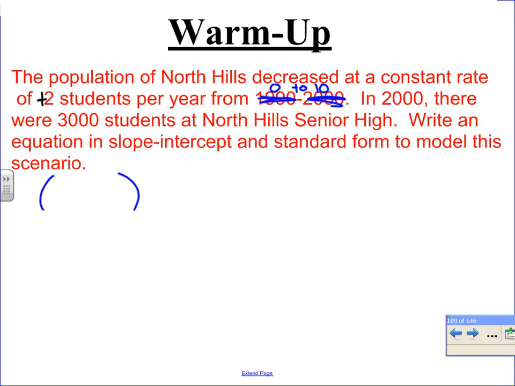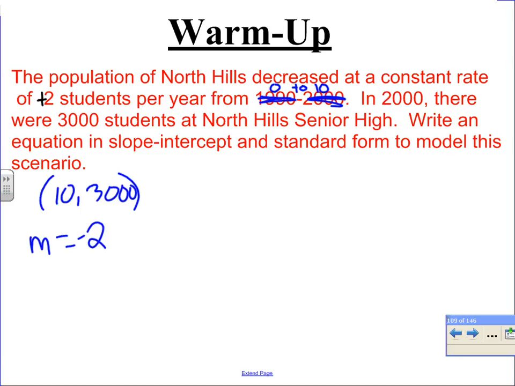Luke B. Good job. And let me go backwards. Luke B corrected me on this. The population of North Hills decreased, and I made this up, at a constant rate of 2 students per year. What is that? They're giving you what piece of information? Andy? Good. So M is positive 2. So there's the information that we're given. Brian C, does that make sense? We sure? Brian V? That's what I meant to say.